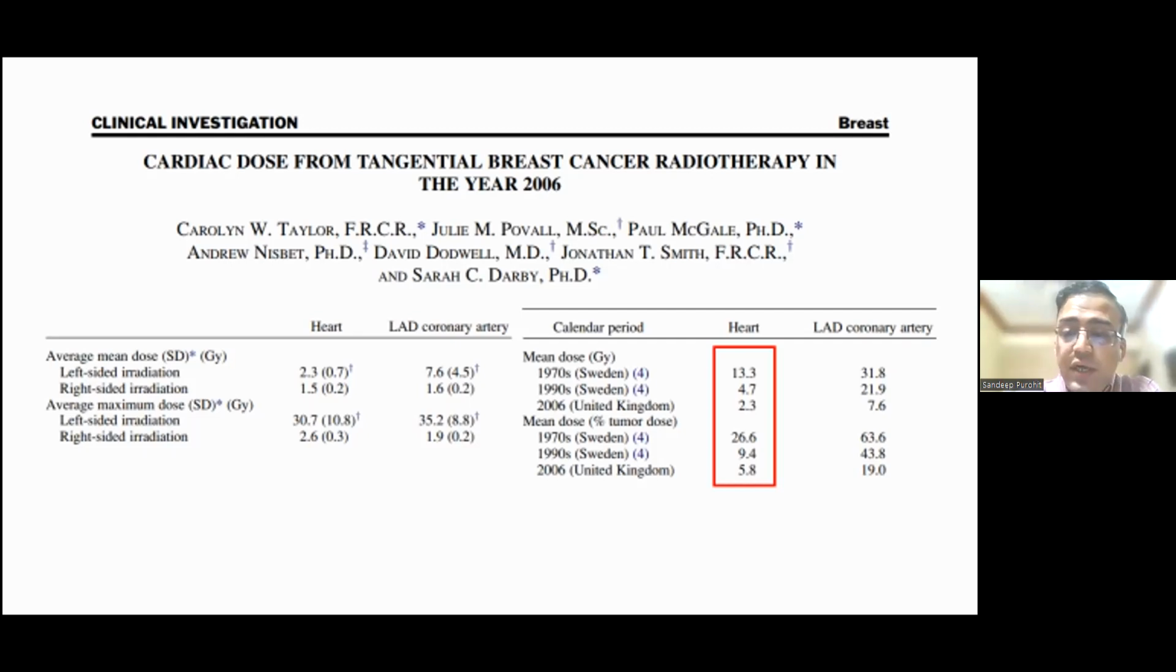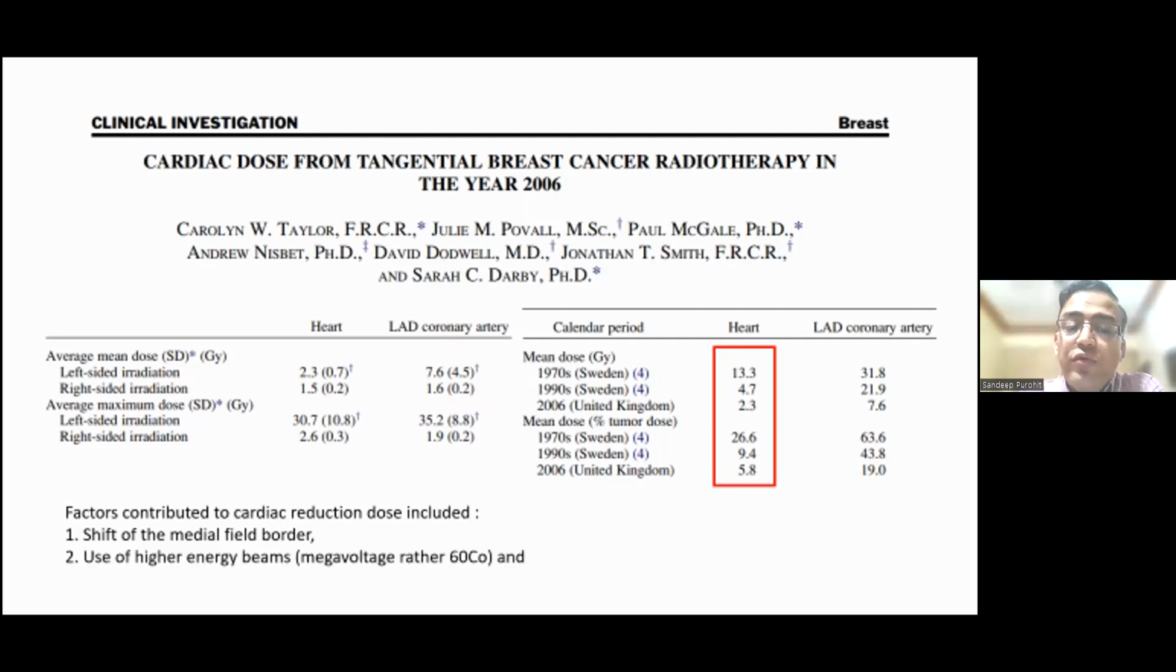And why was this? It was observed that the factors that contributed to this reduction in dose included the shift of the medial field border. So the medial tangential beam was shifted, so it would spare the heart and it would include the internal mammary lymph nodes. And with the use of higher energy beams rather than cobalt, there was better dose to the breast and less to the heart. And again, there was CT data for RT planning. So these three factors, when seen through time, caused reduction in the cardiac dose.